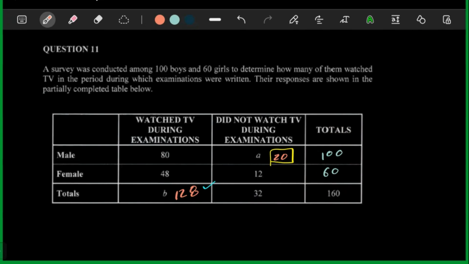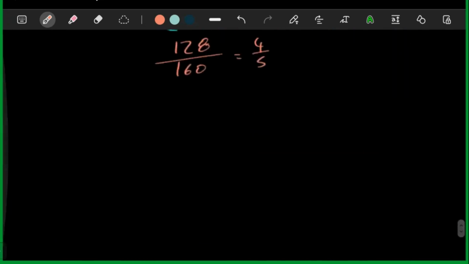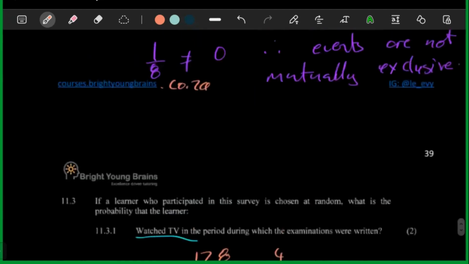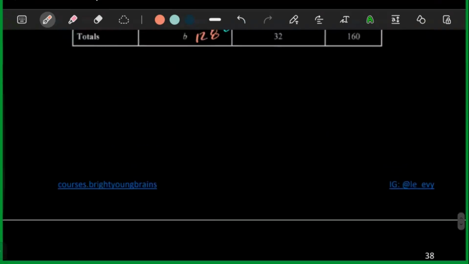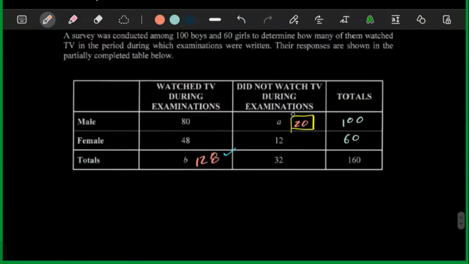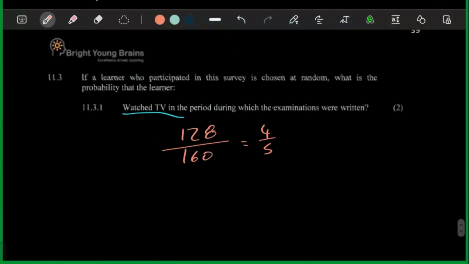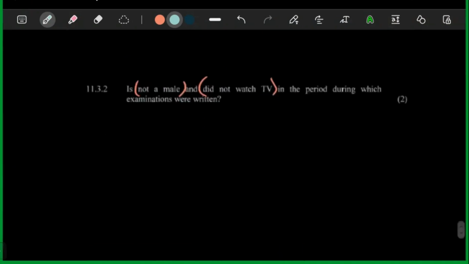No, in this case you have to take it over 160, because with probability questions you always put it over the total of everything. You would only put it over the 32 if they said something like, amongst the people that did not watch TV. Here they're picking out from everyone, so you have to choose the 160. They're saying if a learner who participated in the survey is chosen at random, and remember, you have 160 of them.